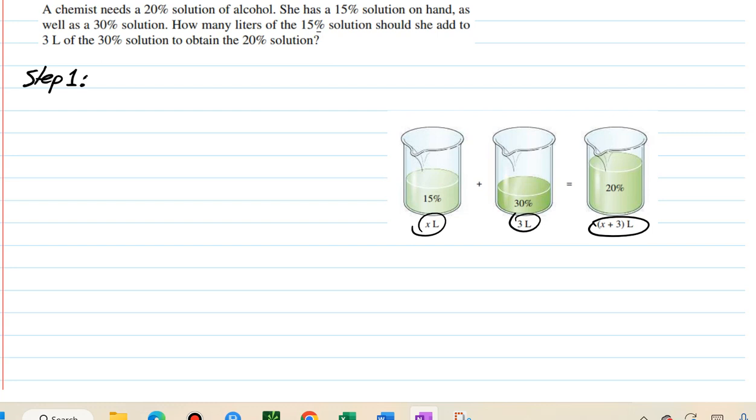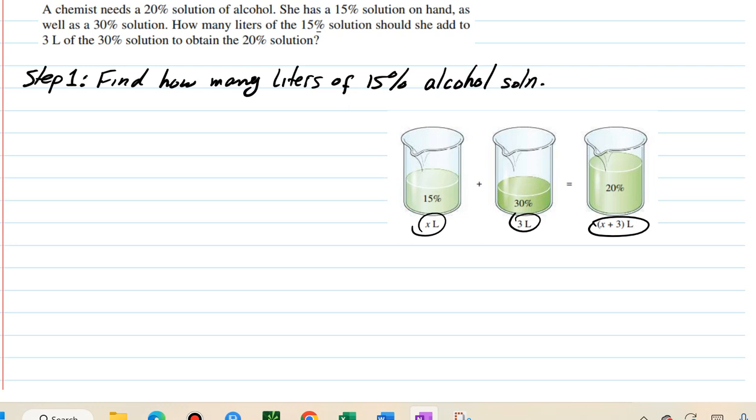Step 1, I read the problem, and we have our given, and we know what we want to find, right? What do we want to find? We want to find the required number of liters. We want to find how many liters of 15% alcohol solution. So that's what we want to find.